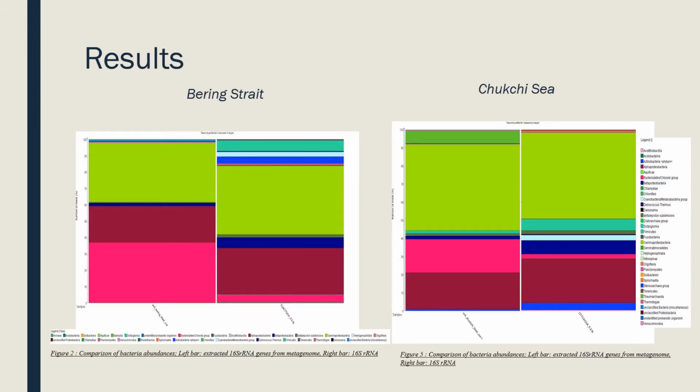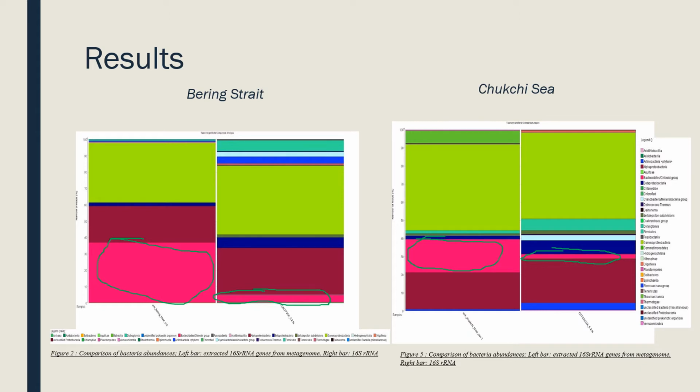Some bacteria were extremely underrepresented in the 16S data as compared to the REAGO data. Most notable are the chlorobi group, as in the Bering Strait they composed about 38% of the entire sample from REAGO, whereas they only composed 5% of the sample derived from 16S rRNA sequencing. The Chukchi Sea data had a similar outcome, with a 20% abundance of chlorobi group from REAGO compared to only about a 2% abundance from the 16S rRNA sequencing.